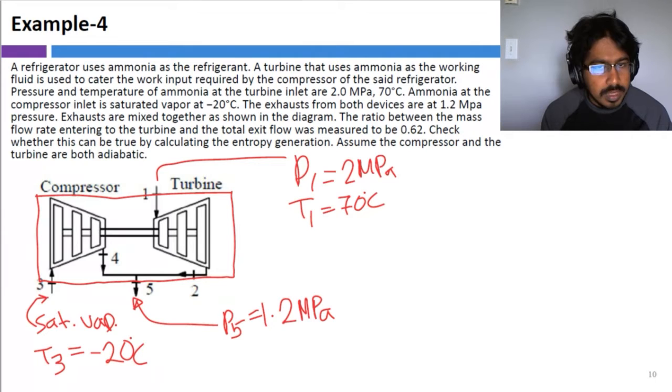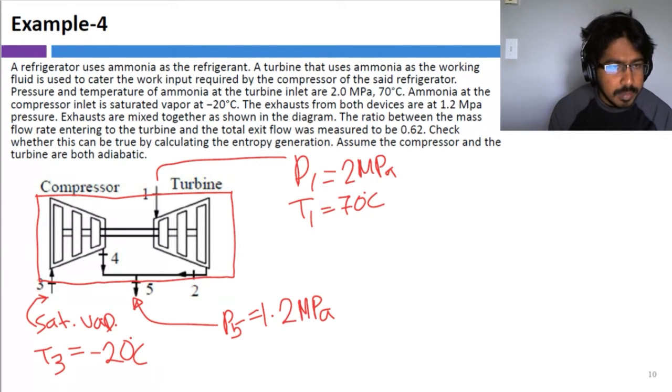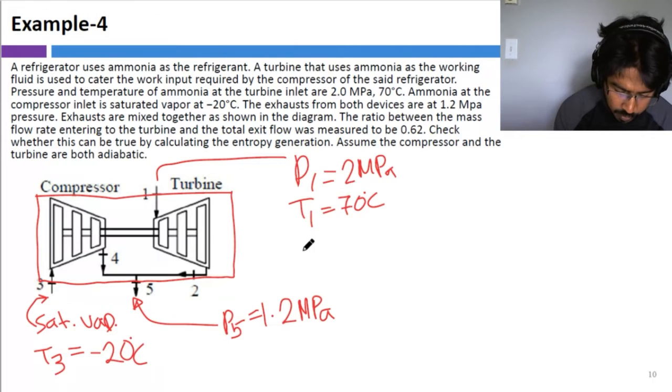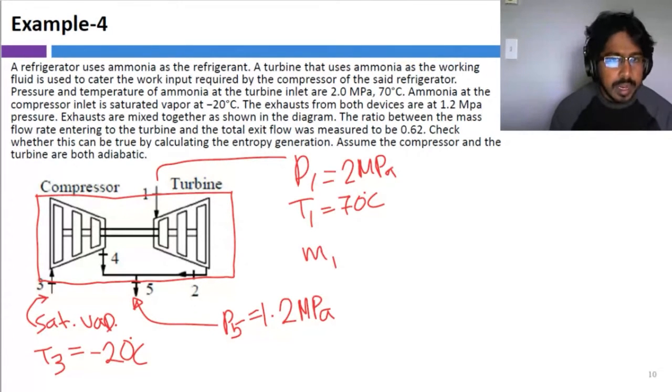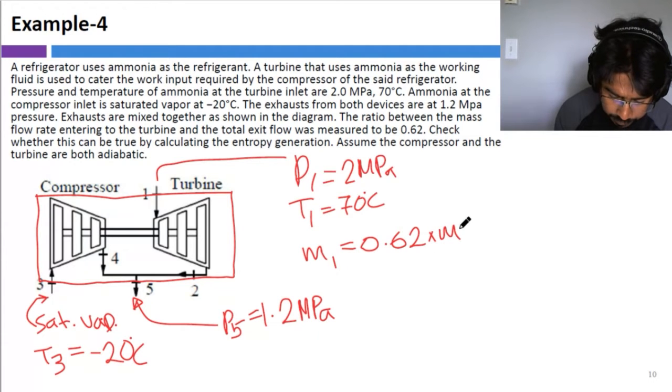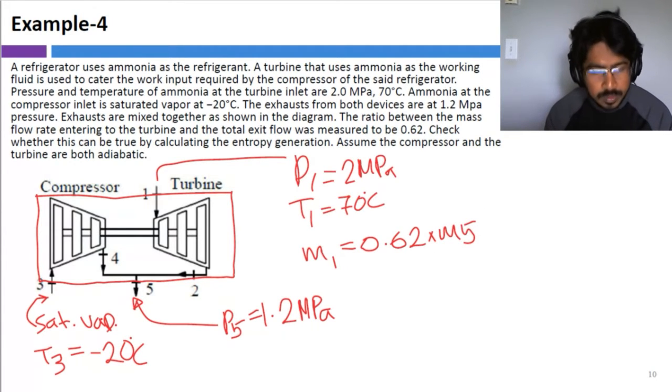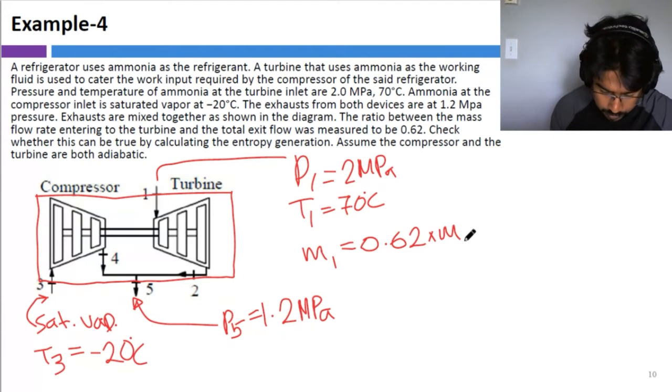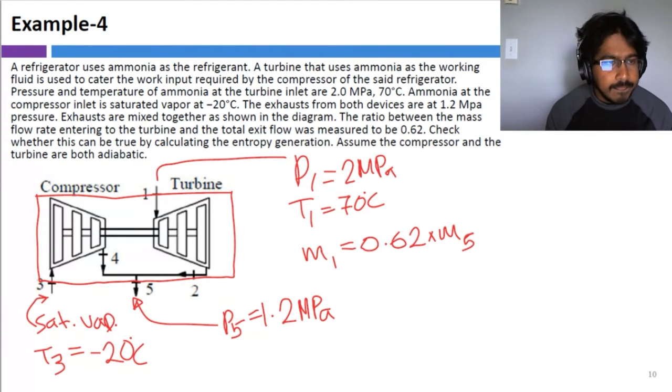The ratio between the mass flow rate entering the turbine, that is M1, and the total exit flow was measured to be 0.62. So that means the mass flow entering the turbine is 0.62 times M5, right? We need to check whether this can be true by calculating the entropy generation. So we need to find the entropy generation.